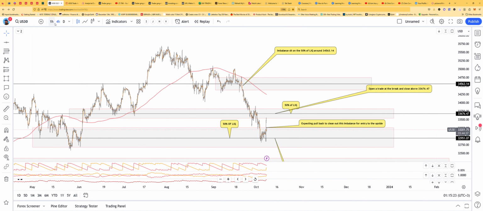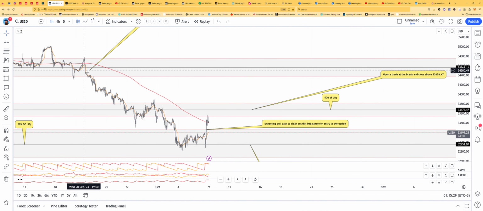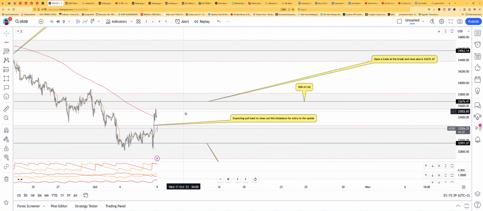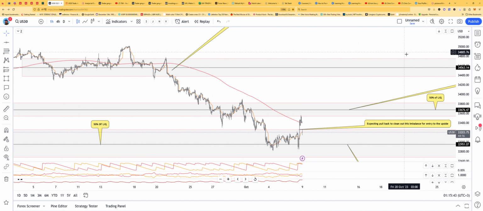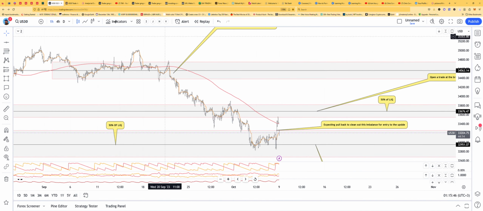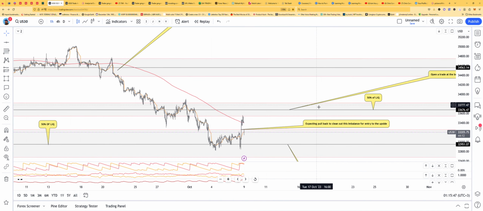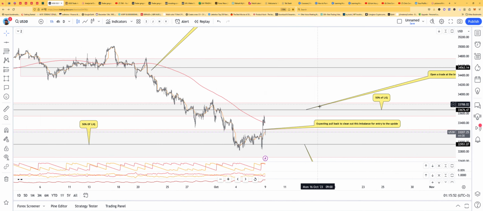And that being said, this is the 1 hour. This is the imbalance I'm talking about right here. There is this one, but we walked it. And that is about it, bro. Really, this is about it. This is the analysis I have for the US30 pair for this coming week.